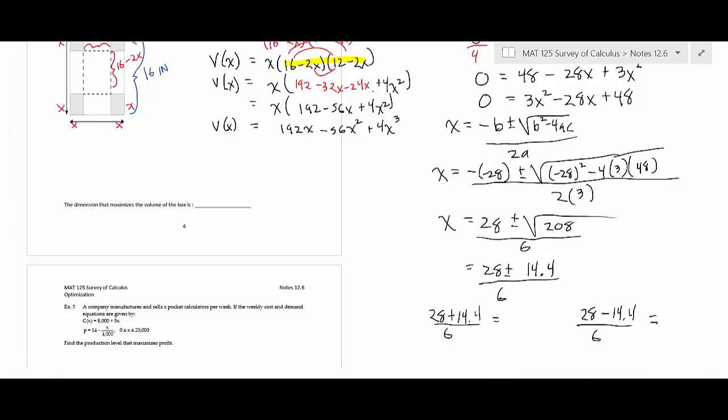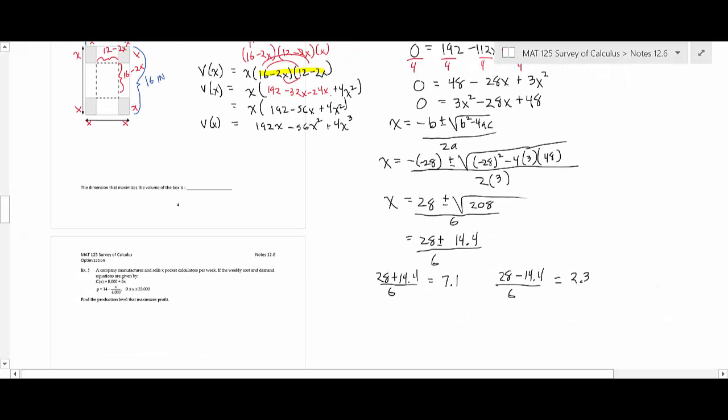So if I do 28 plus 14.4 and then divide that by 6, I'm getting about 7.1. If you do 28 minus 14.4 and then divide by 6, you're going to get about 2.3. I'm getting like 2.26. All right, everybody with me?